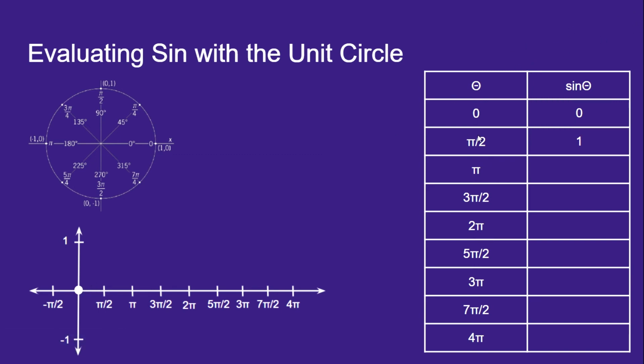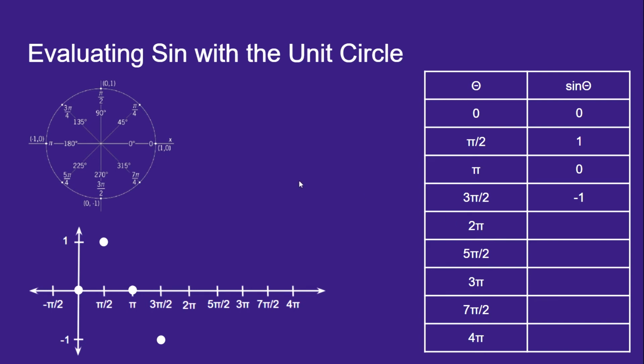What about pi over 2? Well, pi over 2 is going to be 1, right? Because here at pi over 2, the y coordinate is 1. So let me go ahead and plot that on my graph. At pi over 2, my y value is 1. We can keep going with this, y'all. At the angle pi, the y coordinate is 0. So I place a dot there at pi comma 0. At 3 pi over 2, my y coordinate is negative 1. So I'm going to place a dot over here at negative 1.